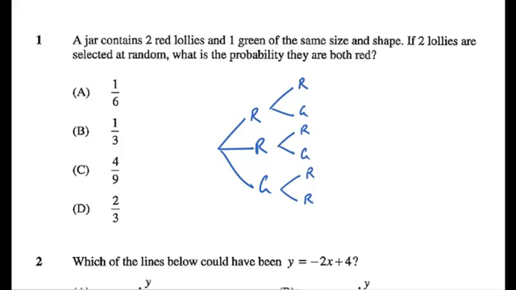So what is the probability that they are both red? Okay, so this line has both red and red, or this line has both red and red. So there are 6 outcomes. There are 2 out of the 6 outcomes, which simplifies to 1 on 3. So that is answer B.